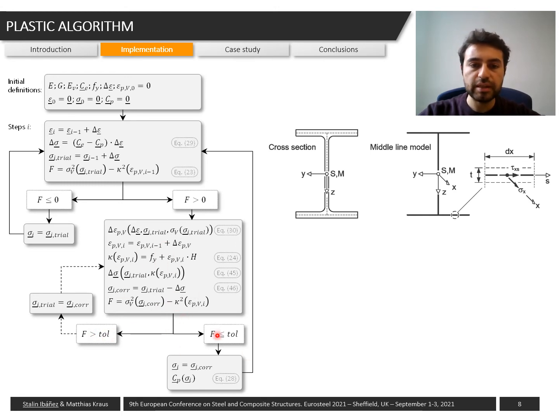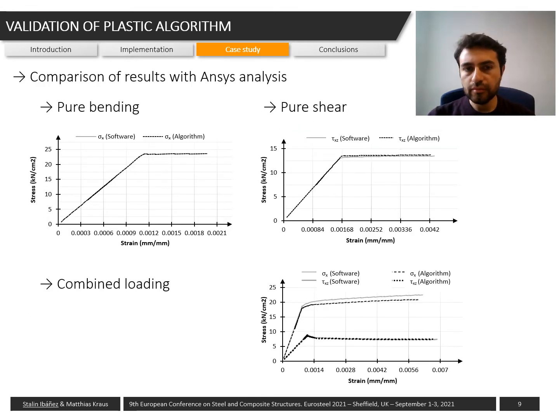If this is not fulfilled, we have to repeat the step. If this is fulfilled, then we can move to the next step, in which, again, the increment of strain will come from the increment of loading in the cross-section. This algorithm has been tested first for validation. That means that we compare the result that we obtain with a commercial software, in this case ANSYS.